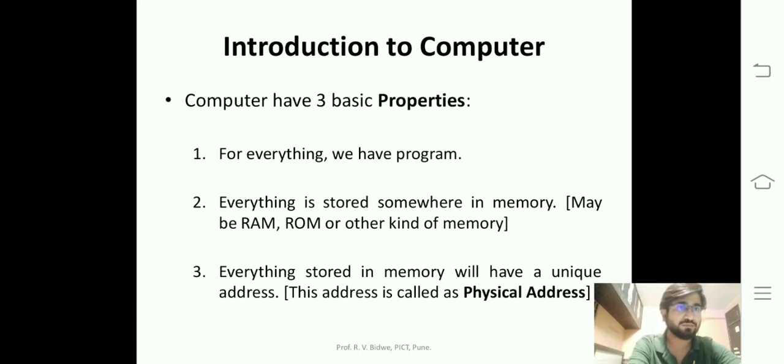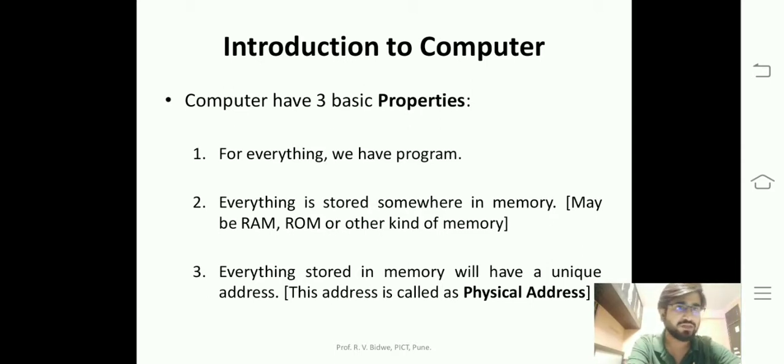Second property, not rule, property: everything is stored somewhere in a memory. Nothing is there in the air in the computer. Everything is stored somewhere in a memory. There are multiple kinds of memory, and we will try to understand the role of each kind of memory. But do remember, everything present in a computer is stored somewhere in a memory.